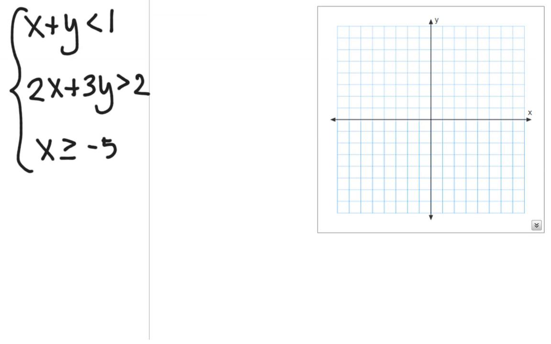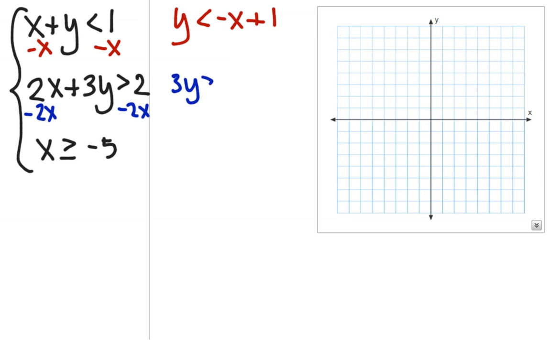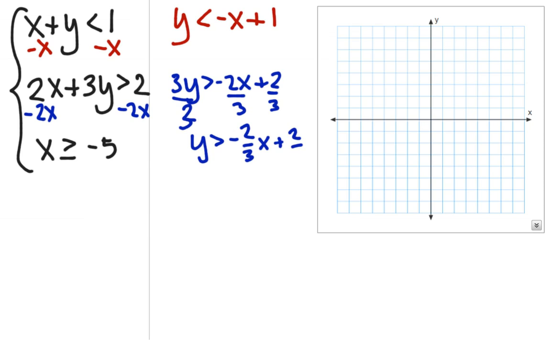Okay, the next system is not ready to graph because the inequalities are not solved for y. First inequality, whoops, we're going to subtract x from each side, not y. Let's fix that. And that gives me y is less than negative x plus 1. Second inequality, I need to subtract 2x from each side. That gives me 3y is greater than negative 2x plus 2. Divide everything by 3. And that gives me y is greater than negative 2/3 x plus 2/3. X is greater than or equal to negative 5 is ready to graph.